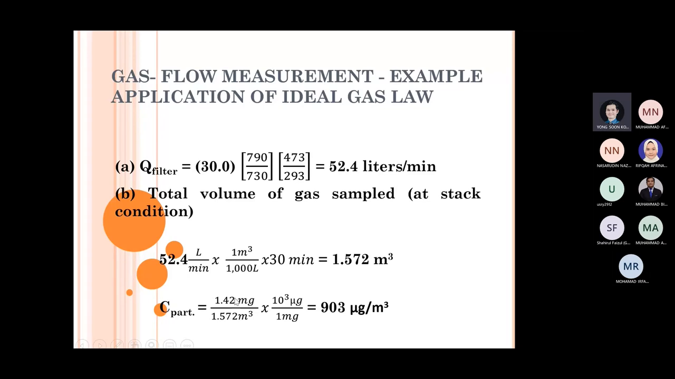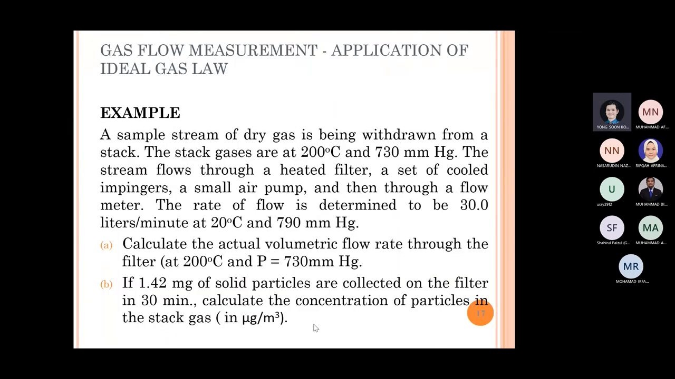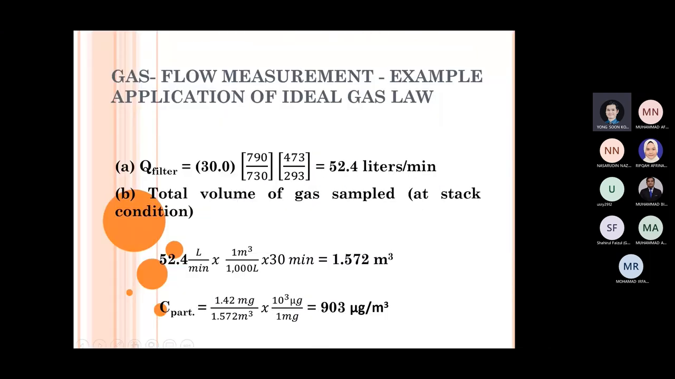So what was the mass? This is the mass of suspended solid, 1.42 milligram, divided by the volume of gas sample, 1.572 cubic meter, and the answer wants it in micrograms. So once again, 1,000 microgram is equivalent to 1 milligram. So we put this here to convert milligram to microgram. You cancel milligram on top with milligram below, and you end up multiplying by 1,000 because of this. And there you go, your answer. The answer for the concentration of suspended solid, what was the keyword? Solid particle. Yes, the concentration of solid particles is 903 microgram per cubic meter.